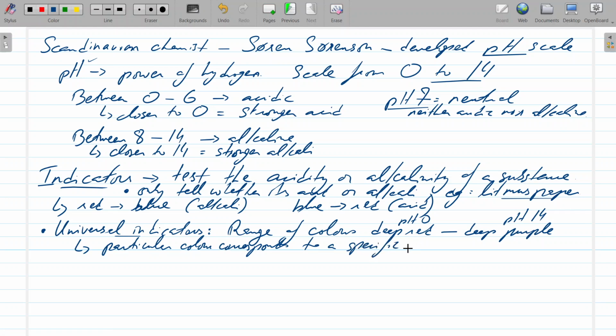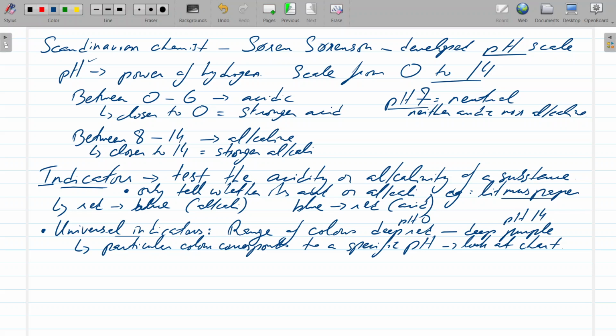And how do you figure that out? You look at the chart. Whatever indicator you're using would have a chart along with it, or you can look it up online, and you match the color of your chemical after adding the indicator to the chart and figure out, oh, this is the pH.